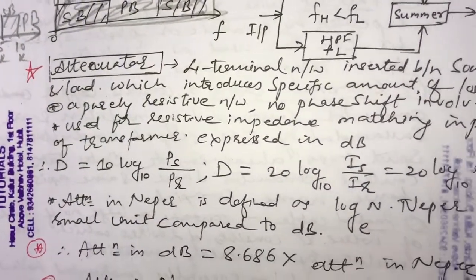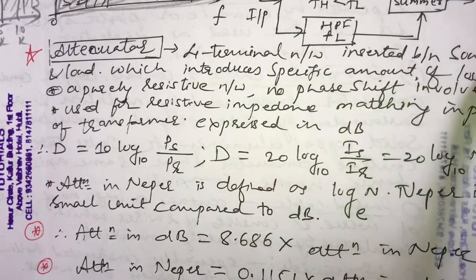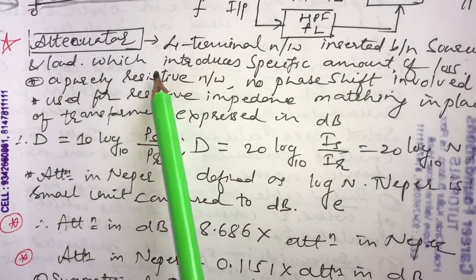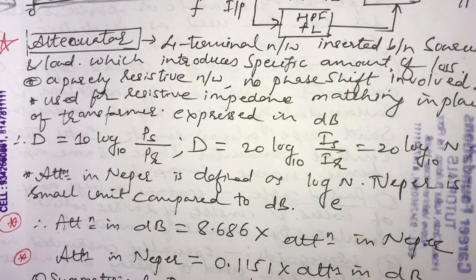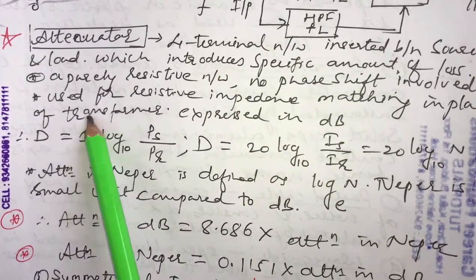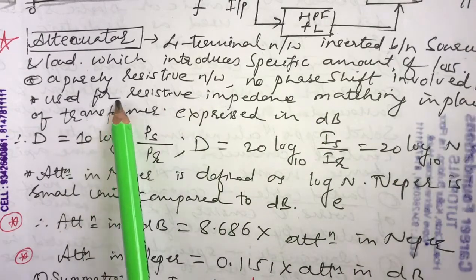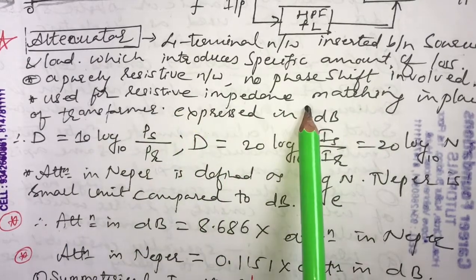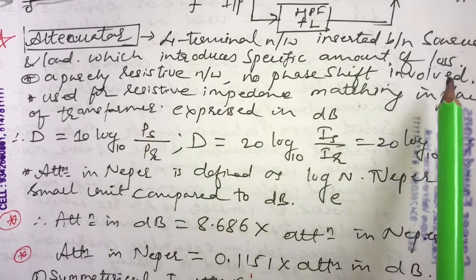Next topic is attenuator. What is an attenuator? It's a 4 terminal network which is inserted between the source and load, which is going to introduce a specific amount of loss. Purposely it introduces the loss, and for that purpose we insert it. It's a purely resistive network and no phase shift is involved here, and it is used for resistive impedance matching in place of transformer. So we use it for impedance matching instead of a transformer.